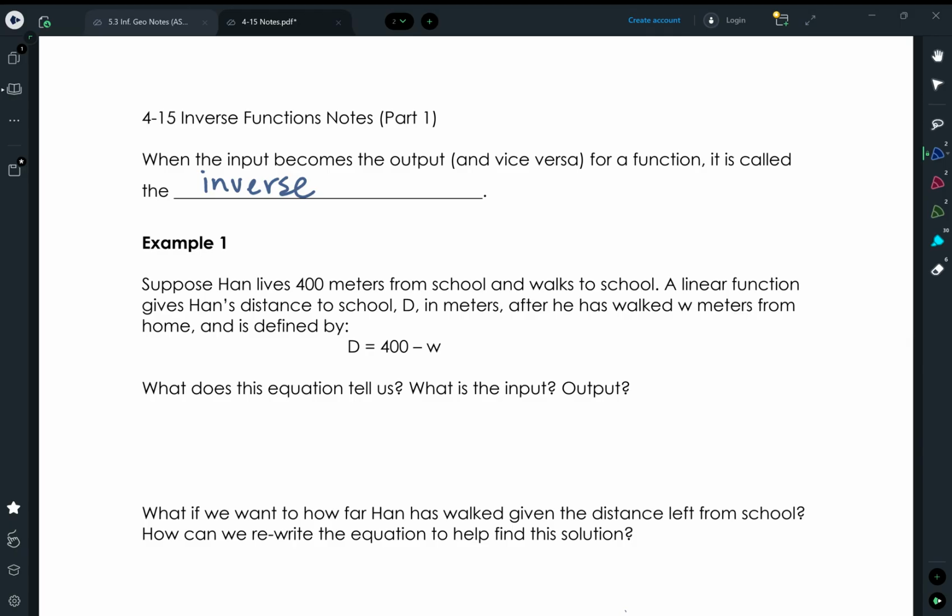So just to get an idea of how this formula works, let's say that he has walked 100 meters. That means W is equal to 100. Then the way I would figure out his distance to the school is I would use this formula and say D equals 400 minus 100, which equals 300. So when W is 100 and he has walked 100 meters, his distance to the school is 300 meters.